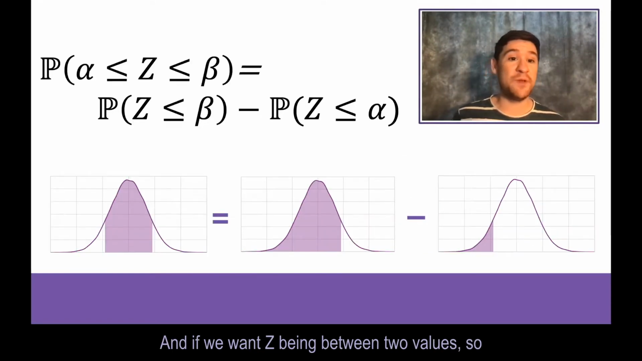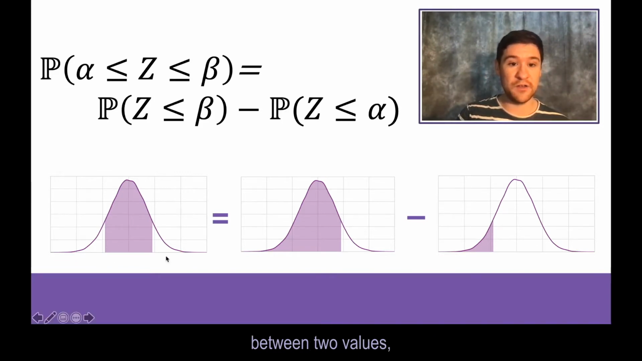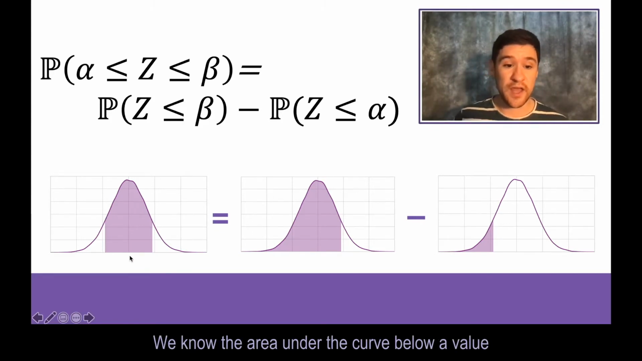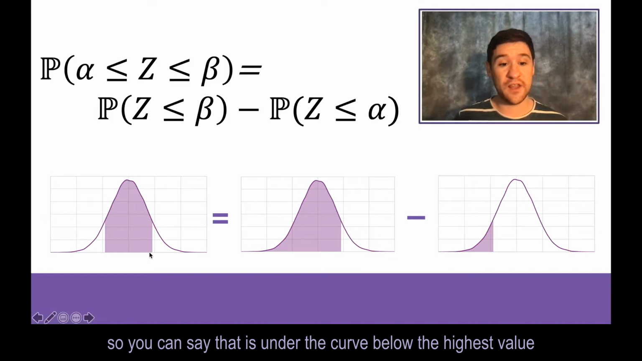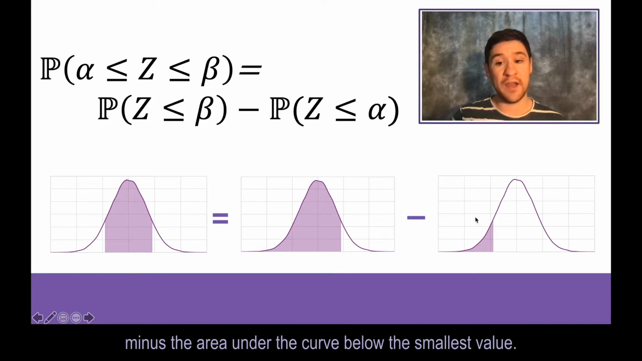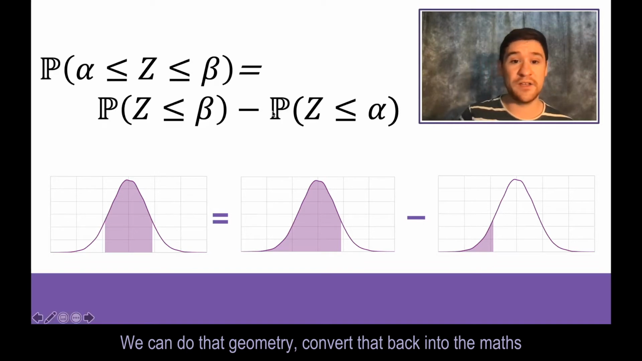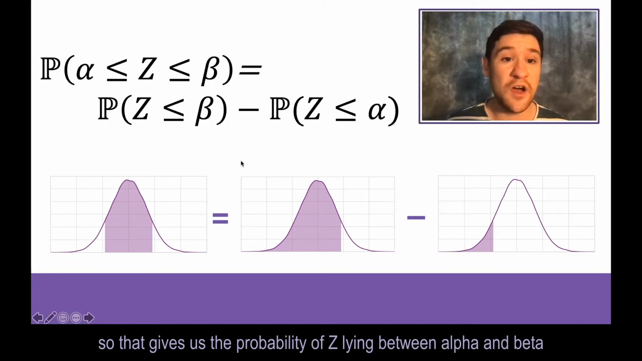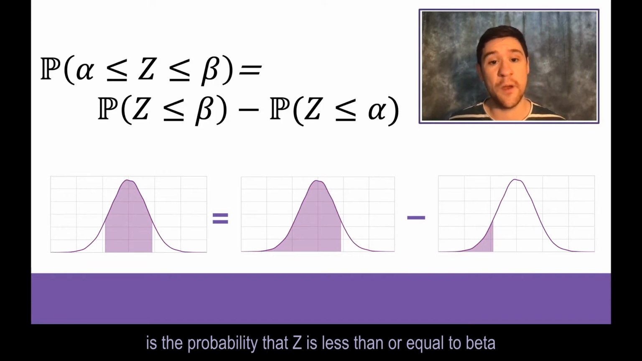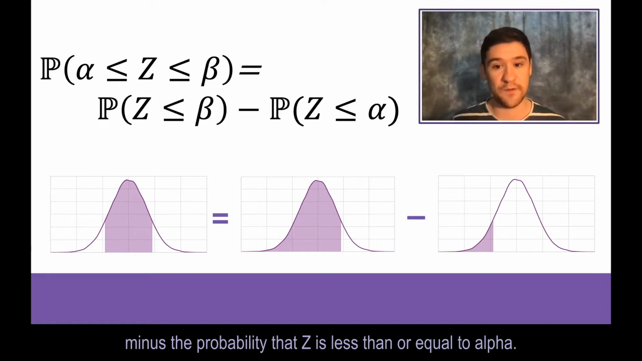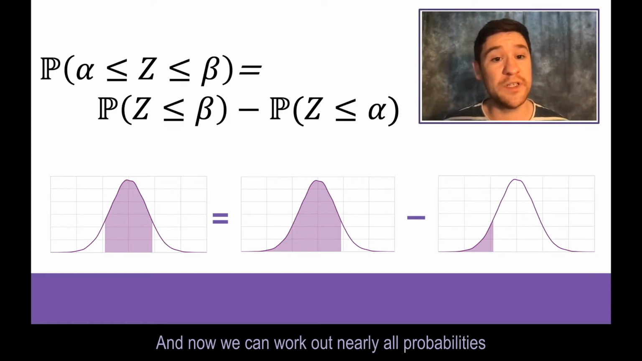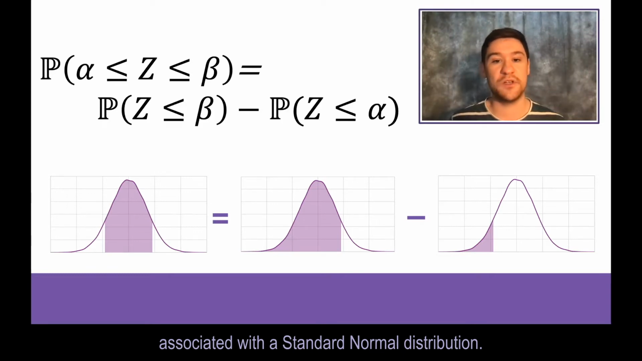And if we want z being between two values, well, what do we know from the tables? We know the area under the curve below a value. So we can say that is the area under the curve below the highest value minus the area under the curve below the smallest value. So we can do that geometry, convert that back into the maths, so that gives us the probability of z lying between alpha and beta is the probability that z is less than or equal to beta minus the probability that z is less than or equal to alpha. And now we can work out nearly all the probabilities associated with a standard normal distribution.